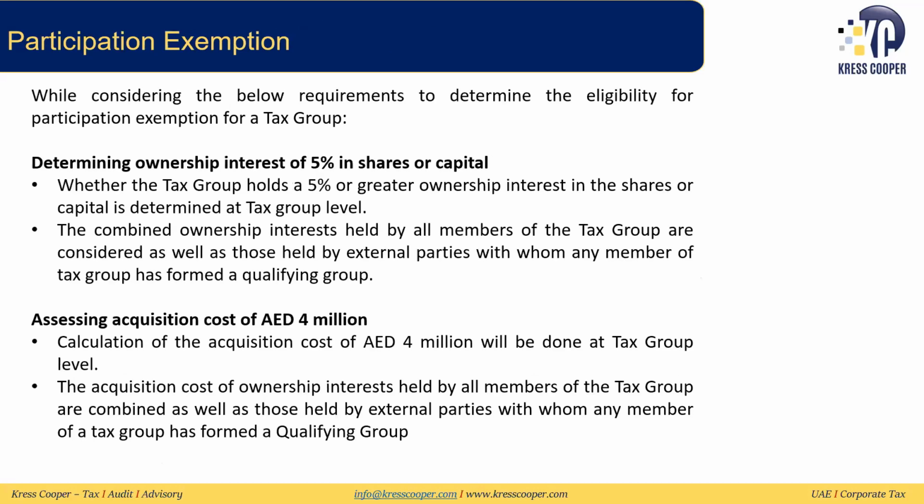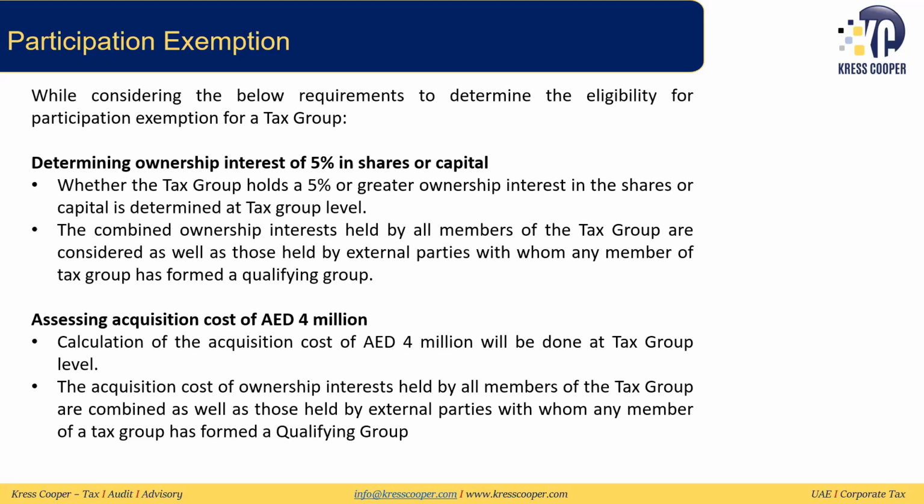Now, for participation exemptions, also there are two conditions. One is when we are determining the ownership interest of 5%, and also when we are assessing the acquisition cost of 4 million. Both these conditions will also be looked at from a tax group level. So we will look at whether the tax group is holding this 5% or greater ownership interest in the shares or capital, and the combined ownership interest by all the members of the tax group will be considered here. Also, the ownership interest held by the external parties, which are part of the qualifying group where this member of the tax group is also there.